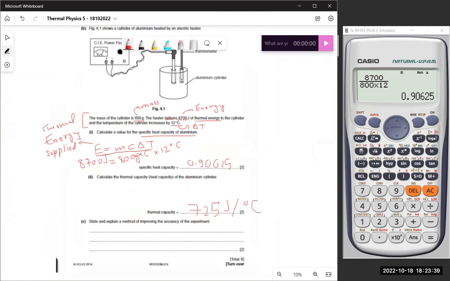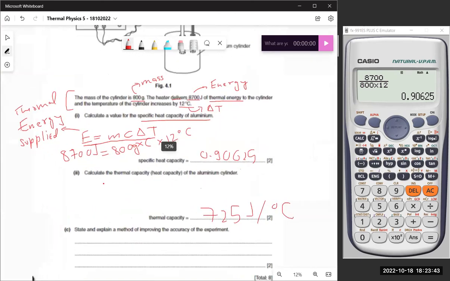Joule per joule, degree Celsius. I'll give you the unit, not joules, joules per degree Celsius. I'll give you the units in a second. Now, all we have to do is E equals MC. And M I know is how much? 800. Not E thermal, not thermal capacity. So 800. And C was how much? 0.90625. So the answer is 725.